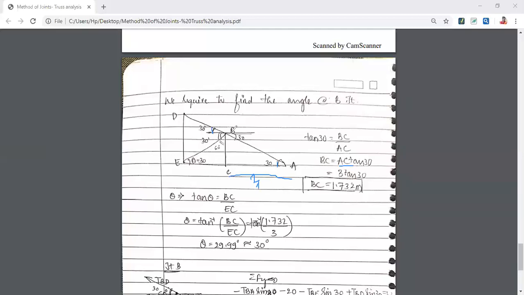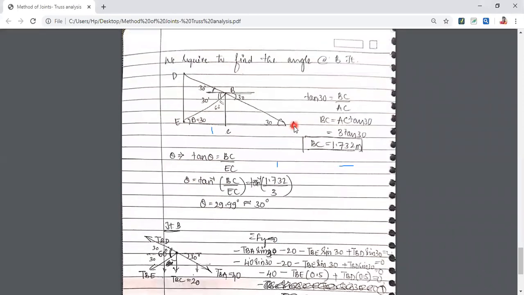Okay, so I'll first find BC. I'll take tan in this diagram. I'll say tan of 30, that is opposite by adjacent, BC by AC. I know the value of AC. So BC would be AC into tan 30. I get the value of BC as 1.732. So this height is 1.732 now.